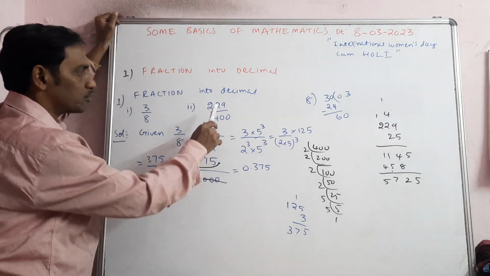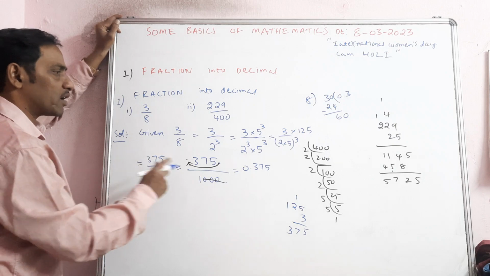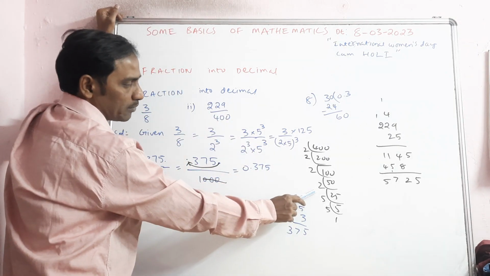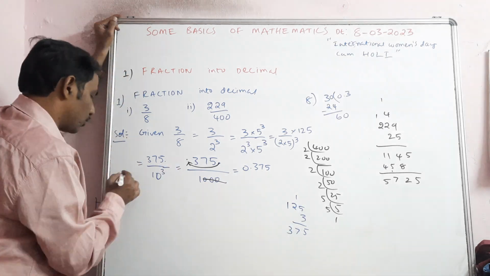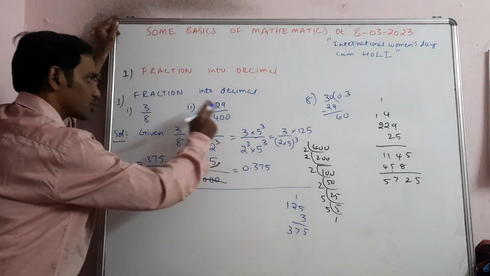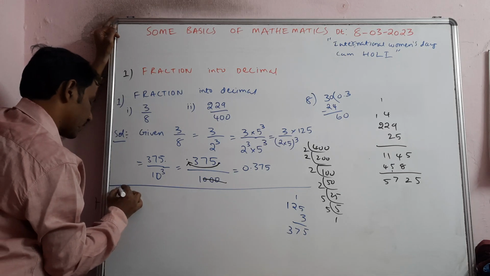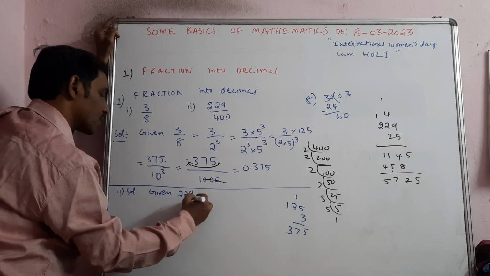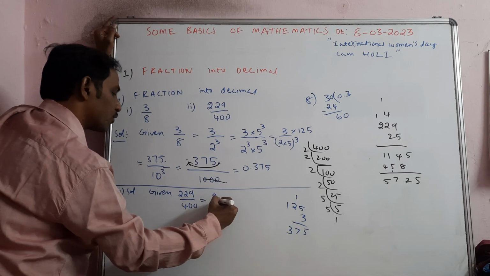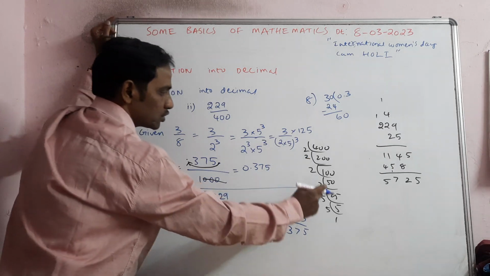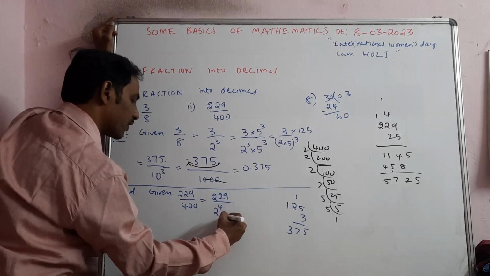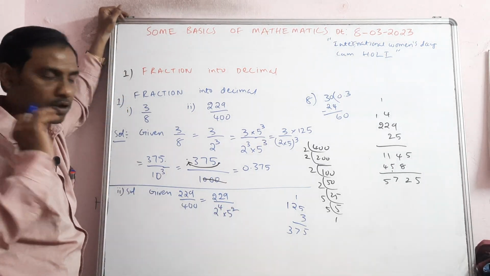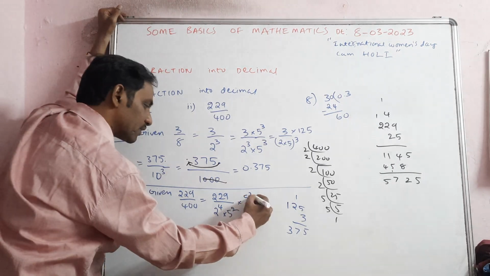Same way we will do this one, 229 by 400. If you do the prime factors, you will get 2 to the power of 4 times 5 squared. For the second solution, whatever is given is 229 by 400. I will write this as 229 by 2 to the power of 4 and 5 squared. But since 2 to the power of 4 is there, we should get 5 to the power of 4 also. So you multiply with 5 square.